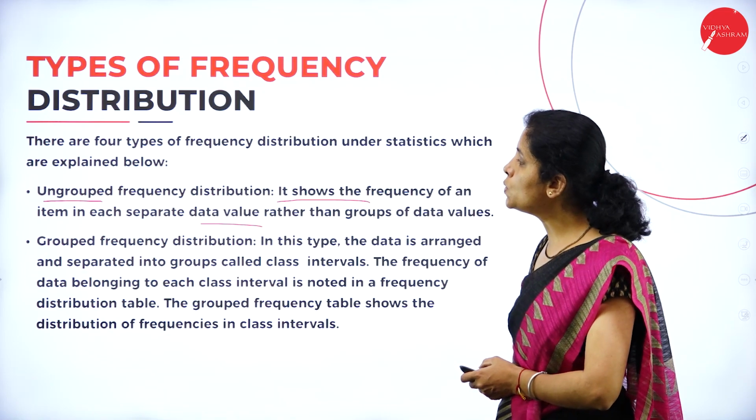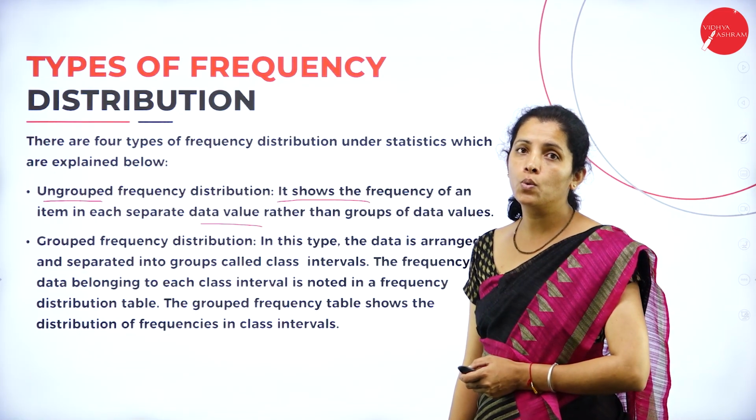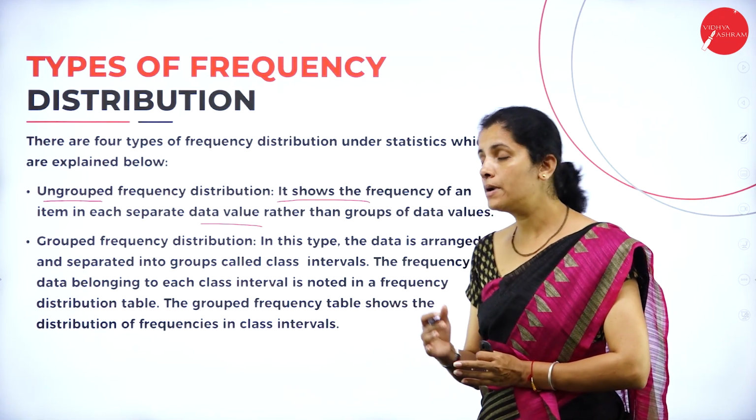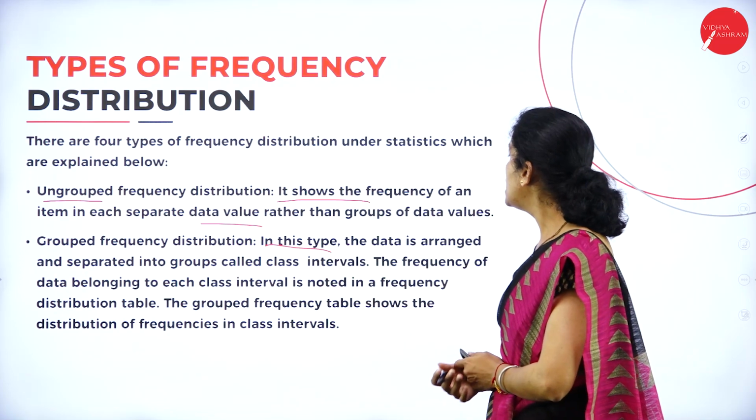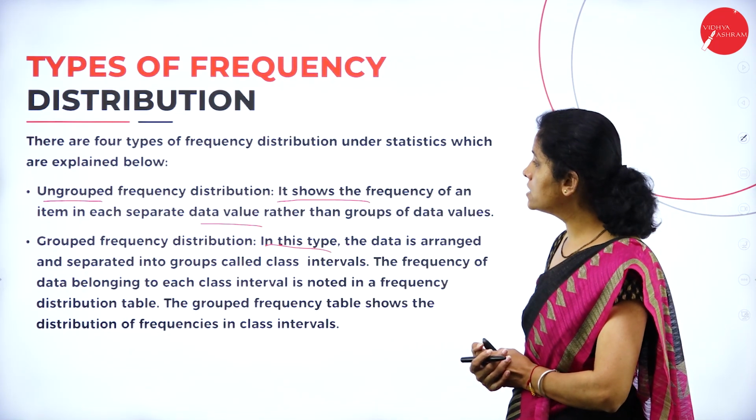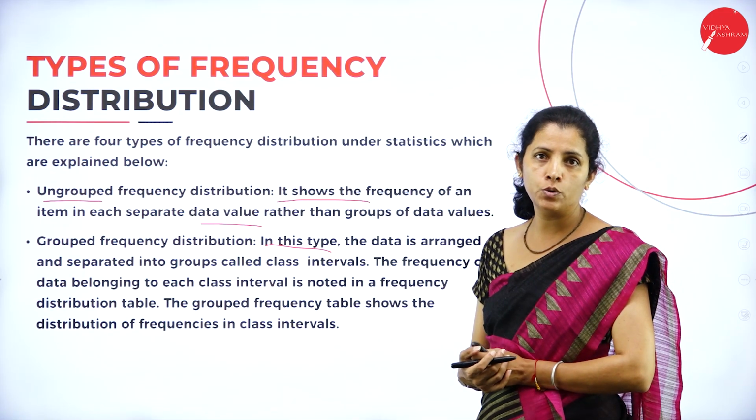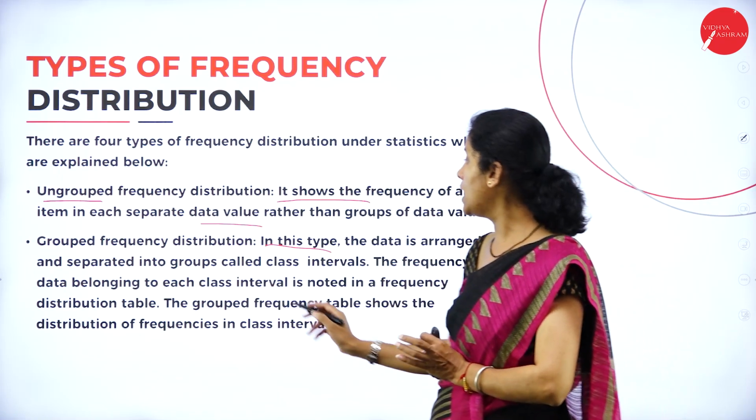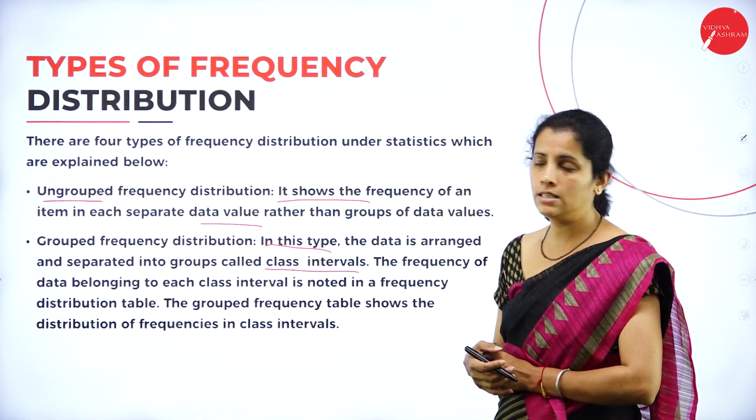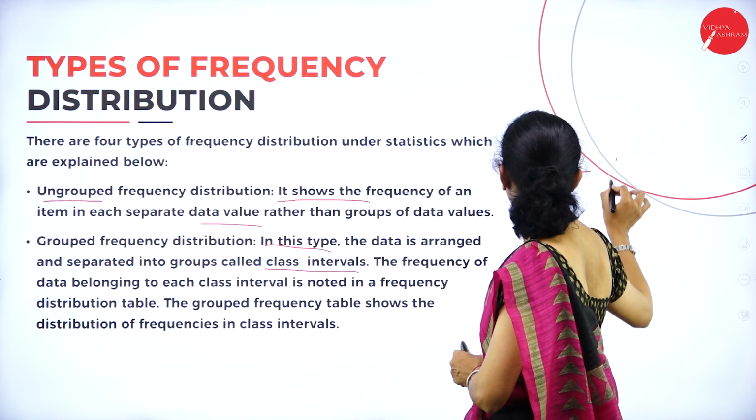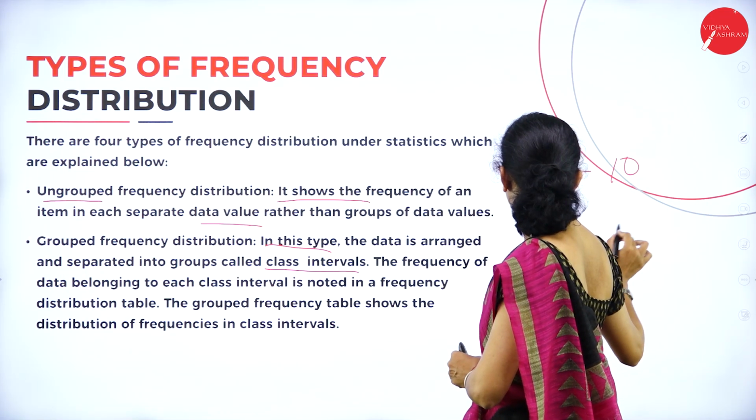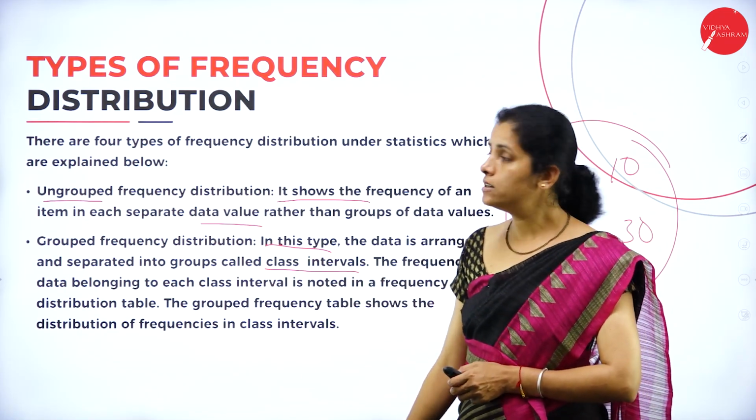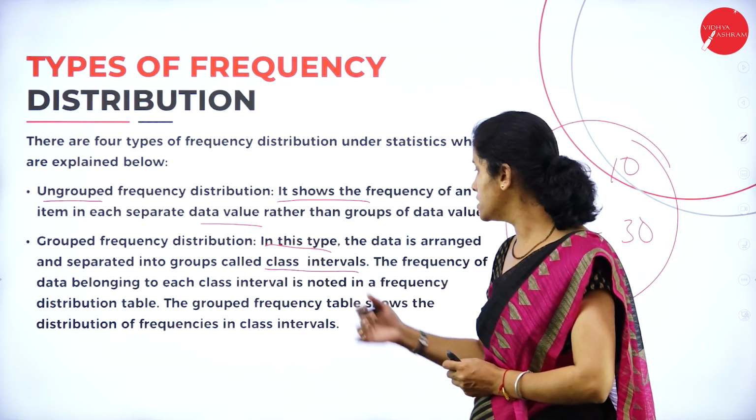And if I consider grouped frequency distribution, we are going to have a group of data and we are going to get some range. So in this type, the data is arranged and separated into groups. So here data are arranged into separate groups and that is known as class interval. Okay, if I get 1 to 10, 20 to 30, this kind of data falls under grouped frequency distribution.